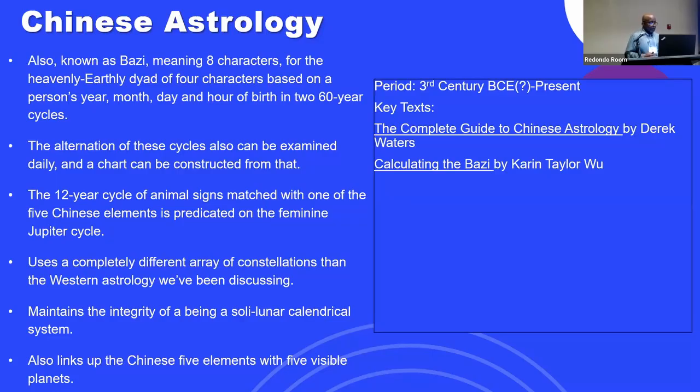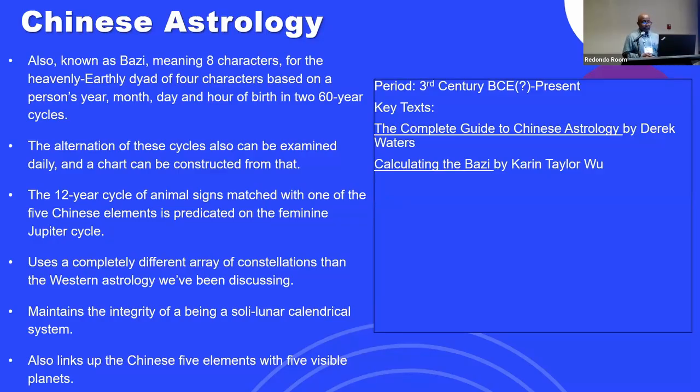So there's a way in which there's a whole different mathematics that goes into understanding Bazi. And it also maintains the integrity of being a solely lunar calendrical system. And like I said, it links up the 5 elements with the 5 visible planets.